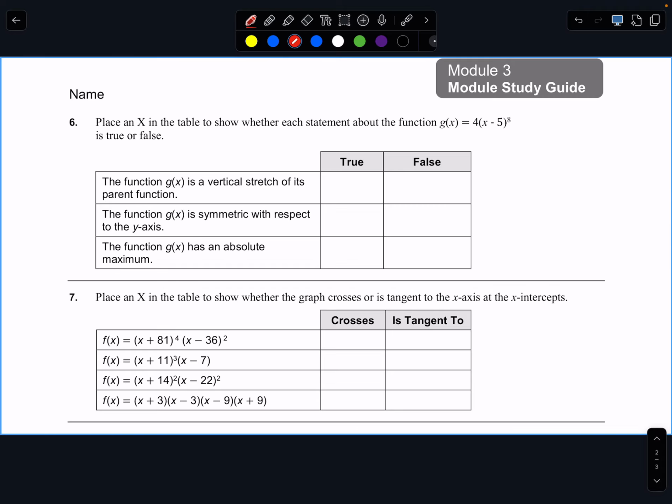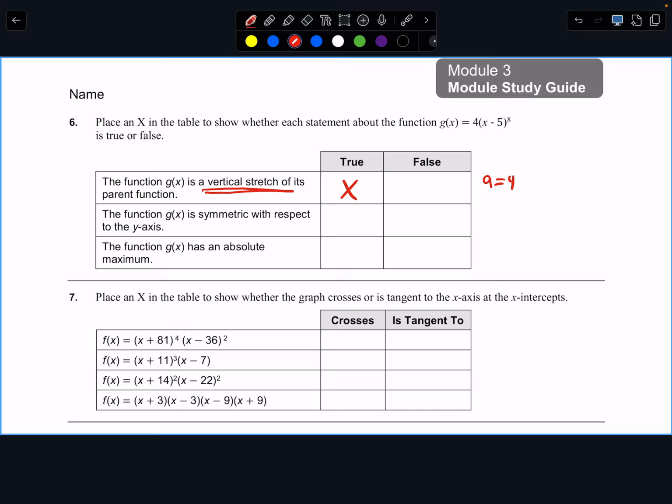All right, number 6. So we want to place an x in the table. And this is a transformation equation problem, isn't it? So the very first question, true or false, we have to figure out if the function is a vertical stretch of the parent function. So what letter is in the place of vertical stretch? A is. What is this function's value for A? A is 4 for this function. When A is 4, what kind of transformation does it give us? So is this true or a false statement? True. Okay.